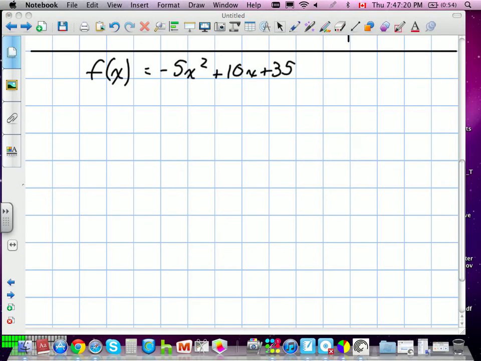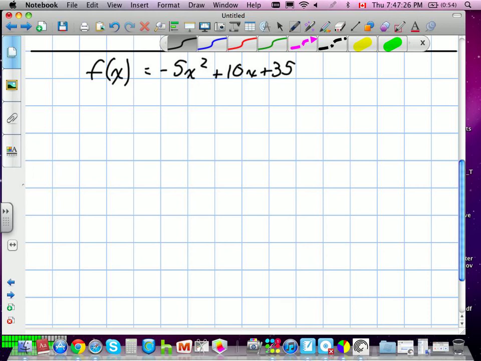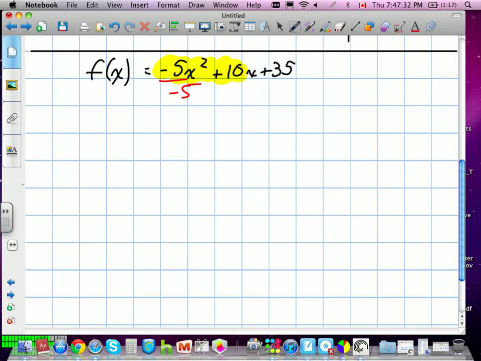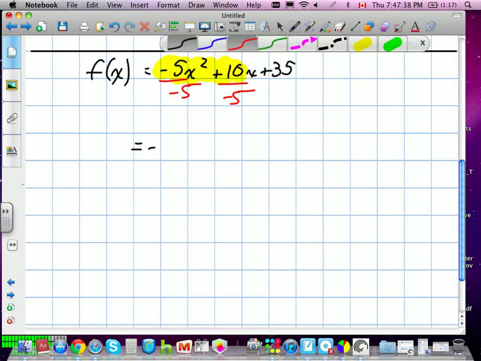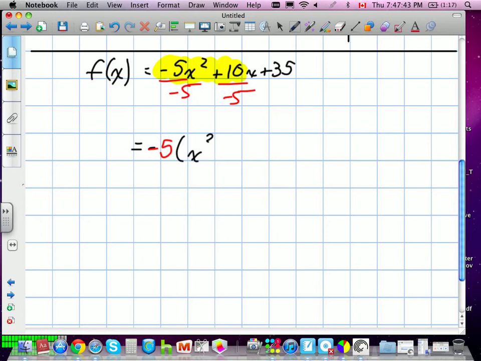Okay, so the last one we're going to show you, we're going to try to go through the quickest way possible. Now this does have an a value. So again, we are going to divide by whatever the a value is, which is negative 5. We're going to take it out almost like we would a common factor. So the negative 5, we'll do it in red, comes to the outside. It's now our a in vertex form. And we're left with x squared minus 2x plus 35.